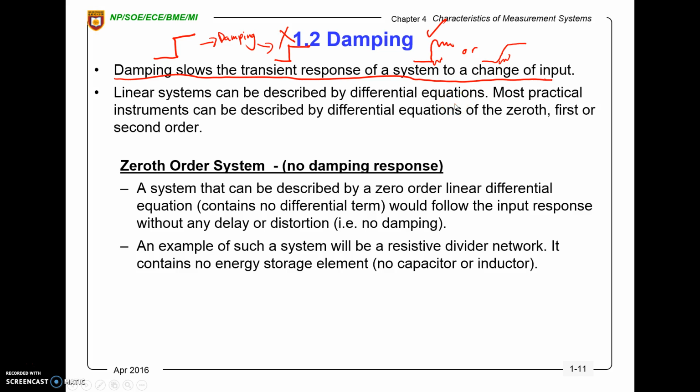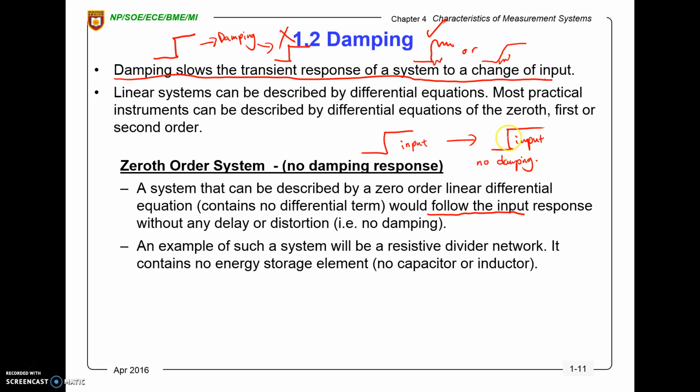Okay, let's talk about a zero order system, which means you have no damping response, which means it would follow the input response without delay. There's no damping, which means if you have an input like this, your output would be almost immediate.